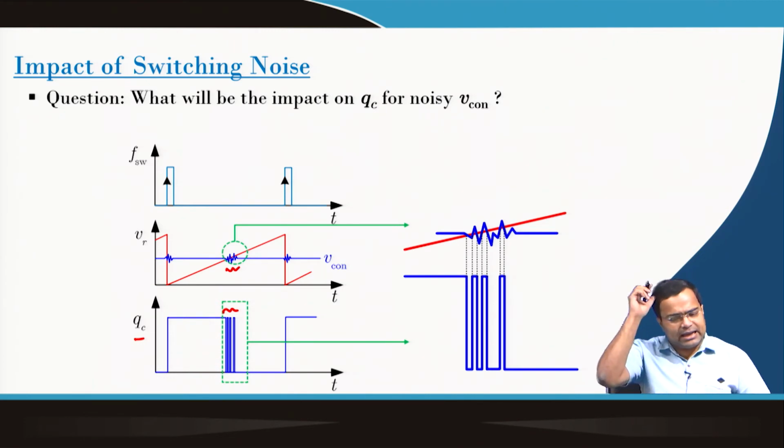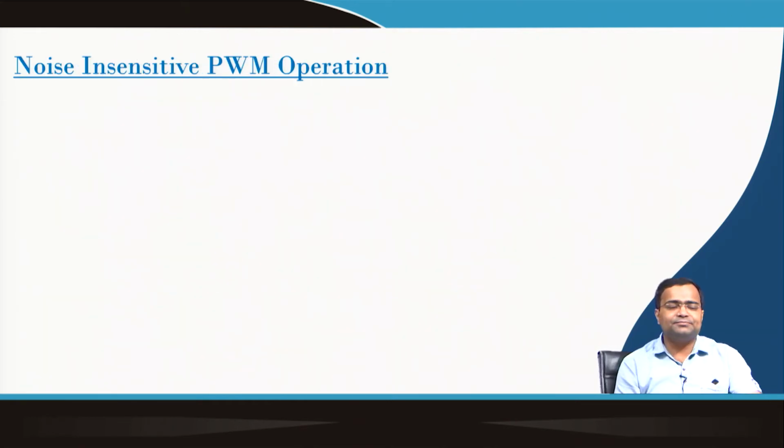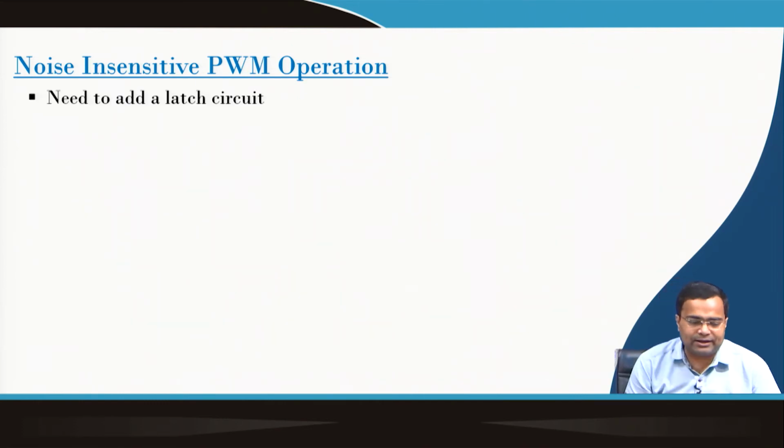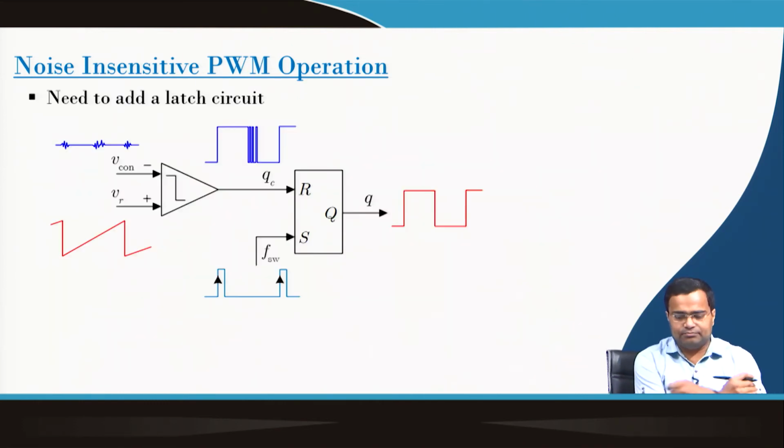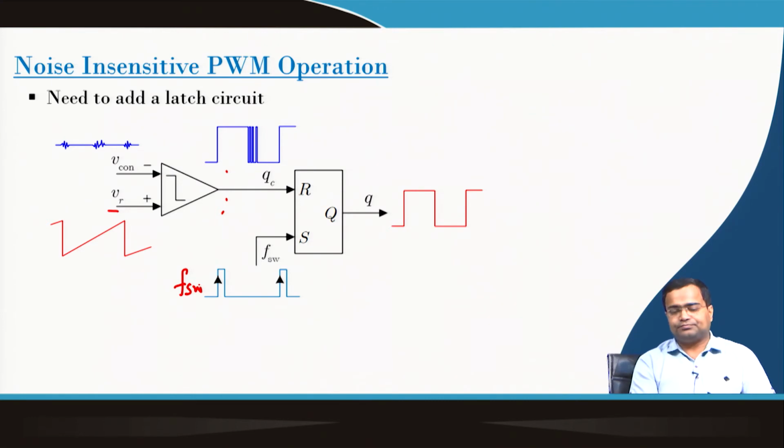So, this chattering can lead to multiple switching, because there can be multiple intersections between the ramp signal and the control voltage. How to avoid? In order to avoid, we need to add a latch circuit. That means we have a ramp signal, control voltage, this was the earlier block. Now, we are adding a latch signal, where this is my external switching clock.